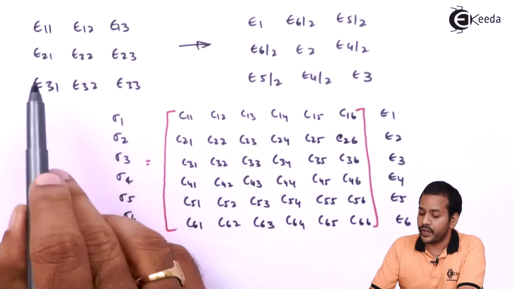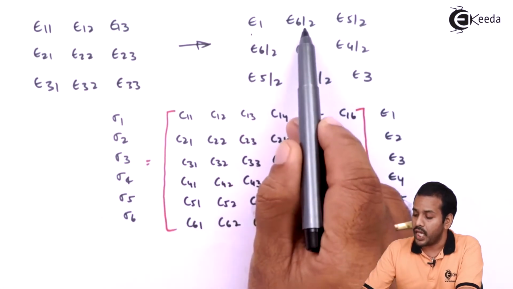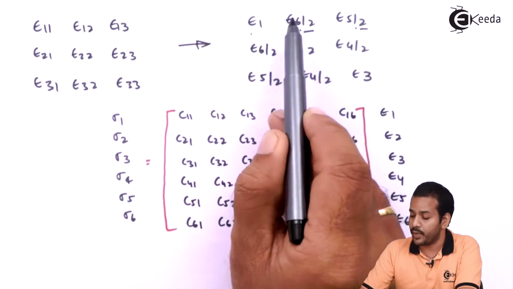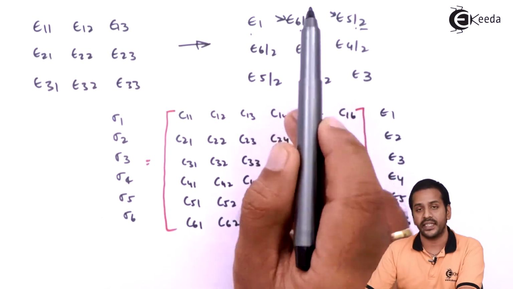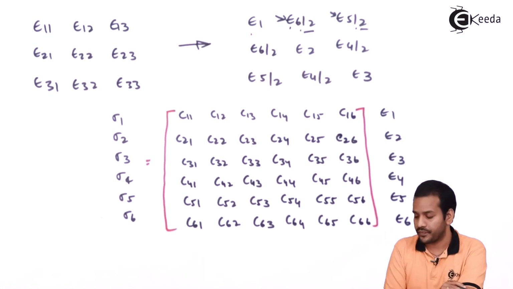The similar exercise we can do for the strain also, where this can be written as epsilon 1, epsilon 6/2, epsilon 5/2. Why does this 2 come? This 2 came because these are the tensor strains, and the entire epsilon 6 without the 2 represents the engineering shear. This epsilon 6 is the actual shear.